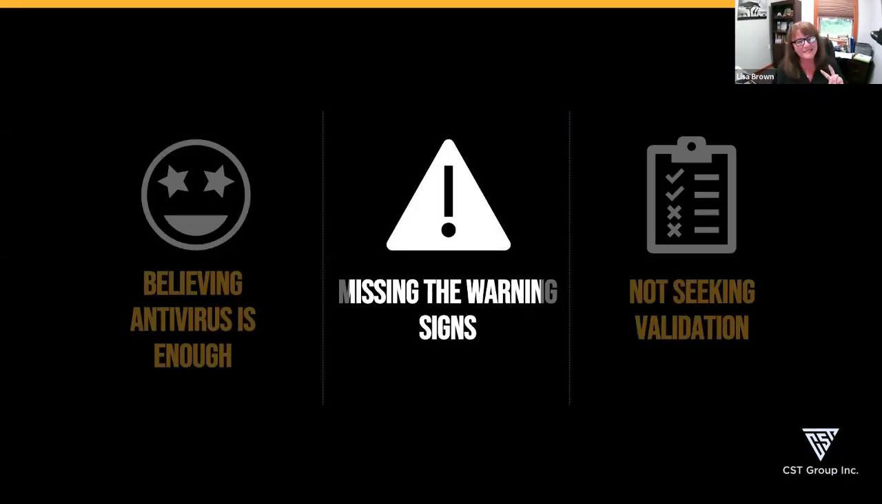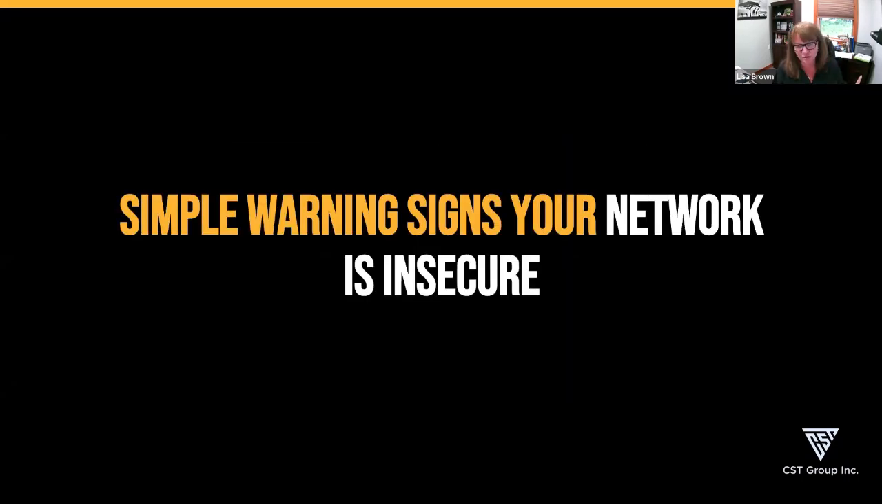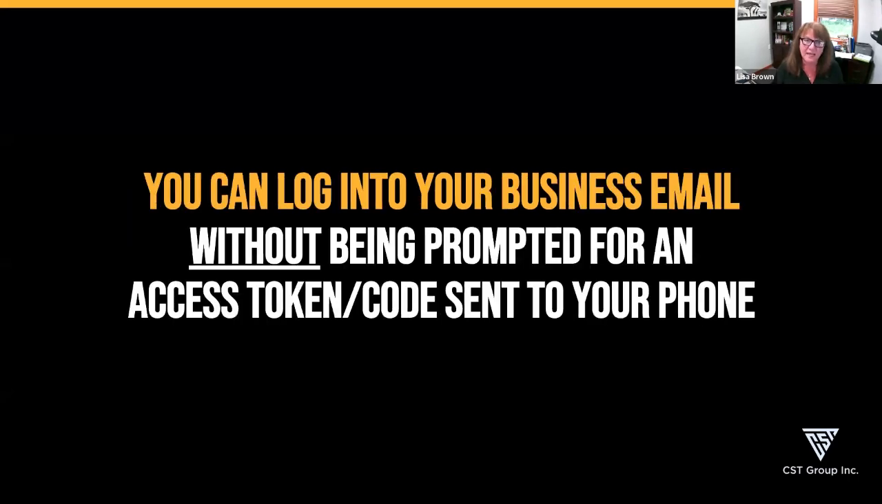Okay. The second myth is missing the warning signs. That's a big mistake a lot of people make. I'm going to provide you with a list of some of those warning signs that you may be experiencing. The first one is a simple warning sign that your network is insecure. You can identify that because if you can log into your business email without being prompted for an access token or a code that's sent to your phone, that could be putting you at risk.